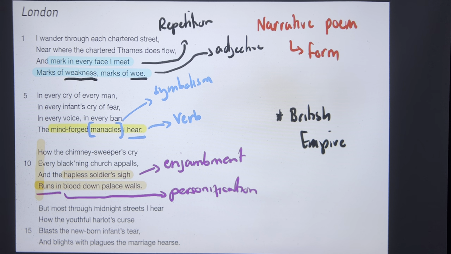Don't look at this poem as talking about London in 2023. Even though London is pretty much quite similar to this, we're talking about a time where London was seen as the place to be because it was the heart of the British Empire.